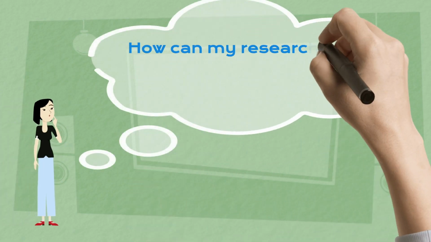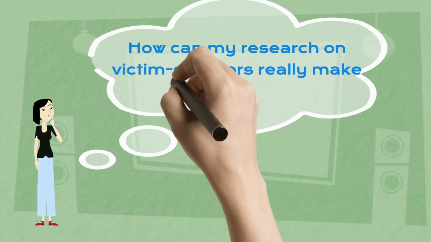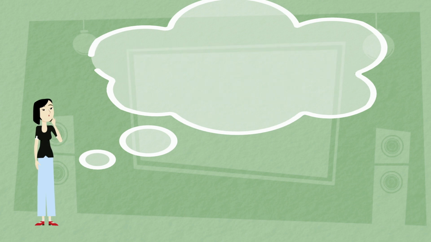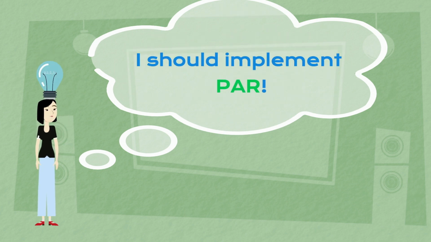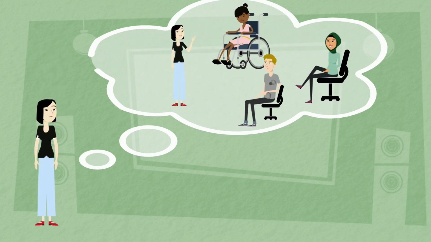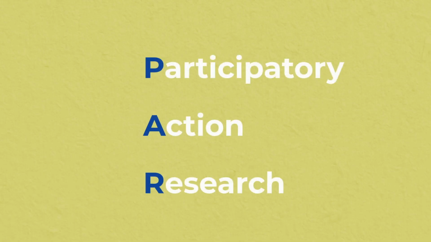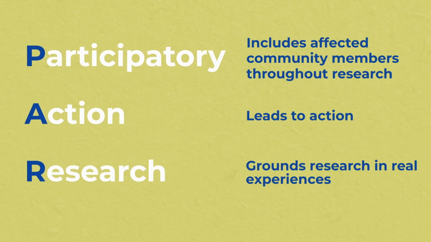Are you a researcher wondering how to make a difference with your research on victim survivors? You've come to the right place. In this video, we hope to better inform you about an option for working with victim survivors called Participatory Action Research, or PAR. PAR emphasizes the inclusion of and direct action by the communities most impacted by the research throughout all phases of the project.